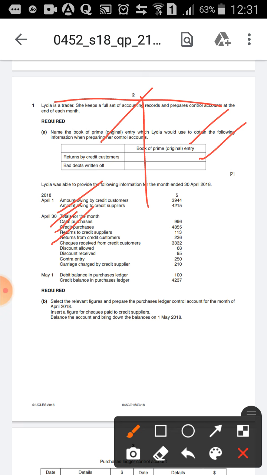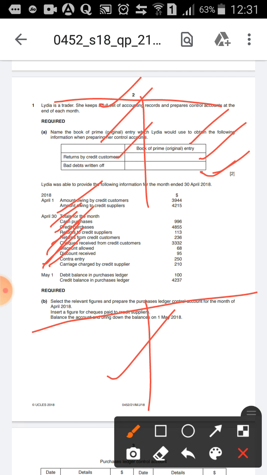Cheques received from credit customers, this won't come because this is a part of the sales ledger control. Discount received, it's a credit thing. Discount received from those credit suppliers, this is a credit thing because it is an income, you will write it on the debit side. And contra entry, since purchase ledger has a credit balance, the contra entry shows its effect on the debit side, and in sales ledger it will show its effect on the credit side.